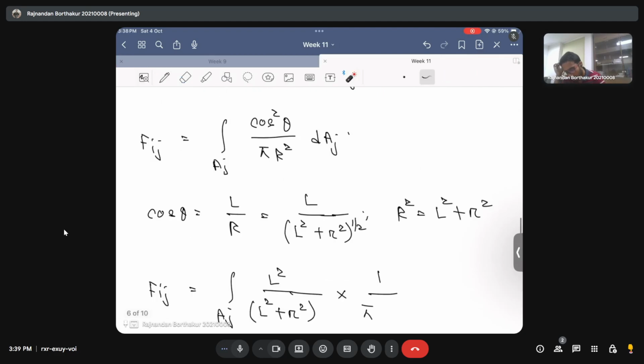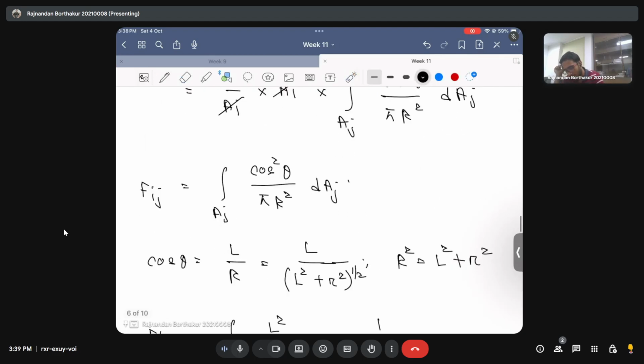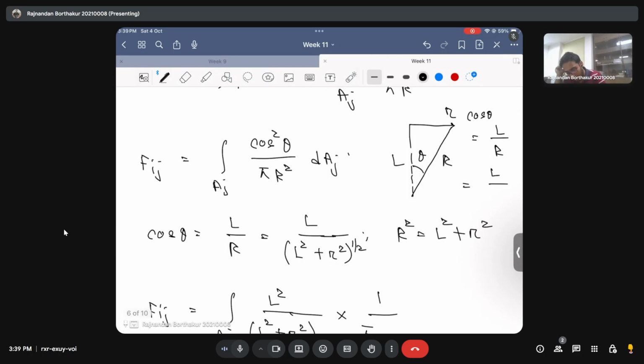This is just geometry, right? I'll just show it again. We had this particular L, we are picking a generic r, and this was my capital R, and this was theta. So the cosine of theta will just be equal to L by r, and from the theorem of Pythagoras you can write that r is equal to L square plus R square to the power half.